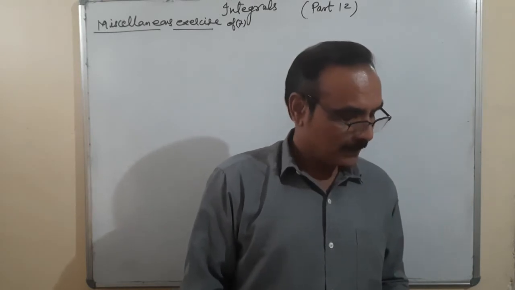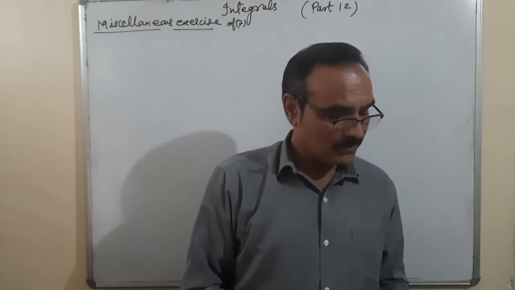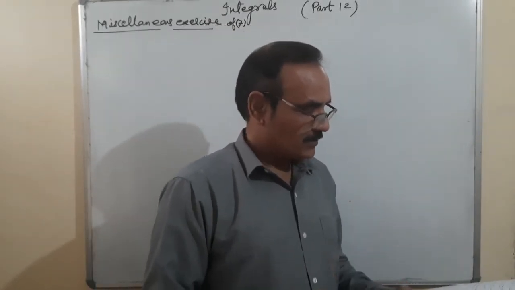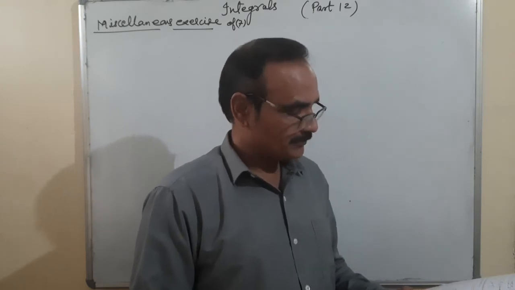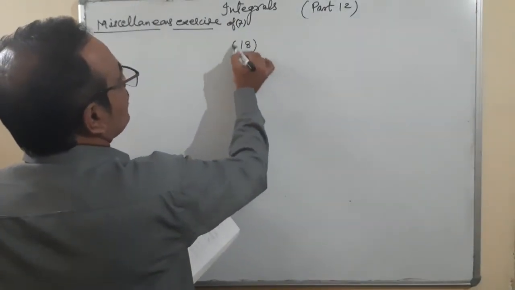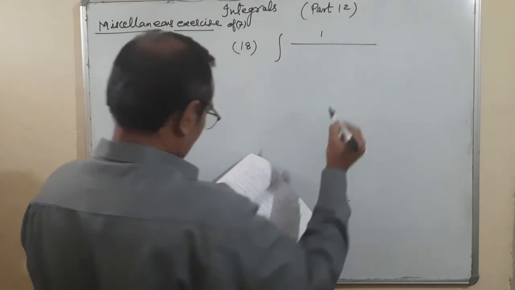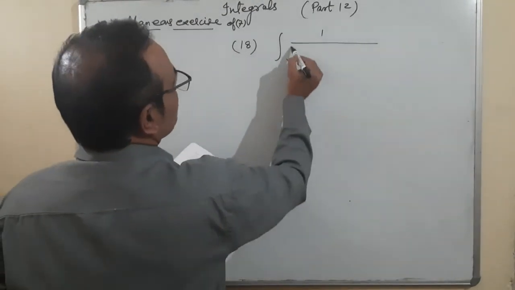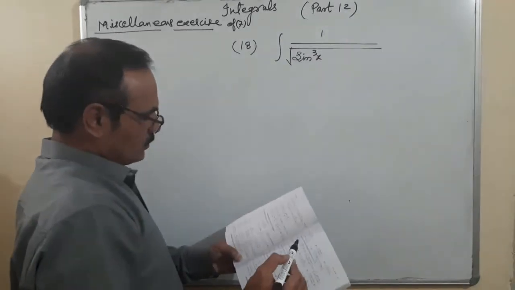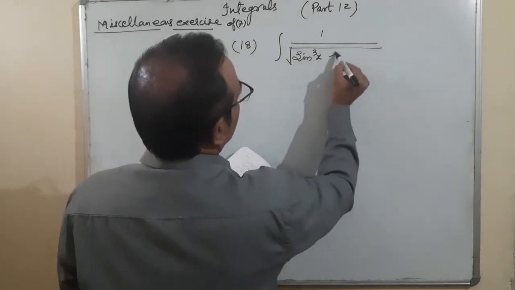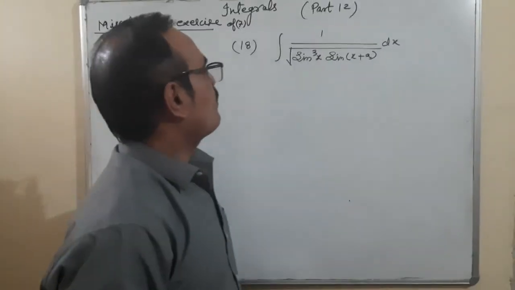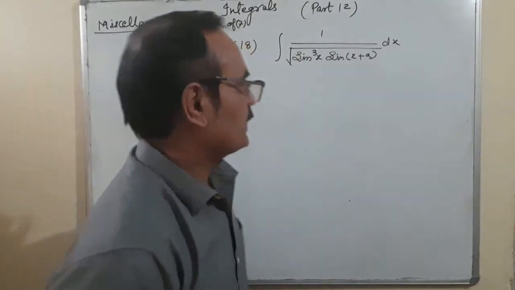After this question, we are coming to question number 11. This type of question we have already solved, there's no problem. Okay, question number 18: integral of 1 upon under root sine cube x into sine x plus a, dx.